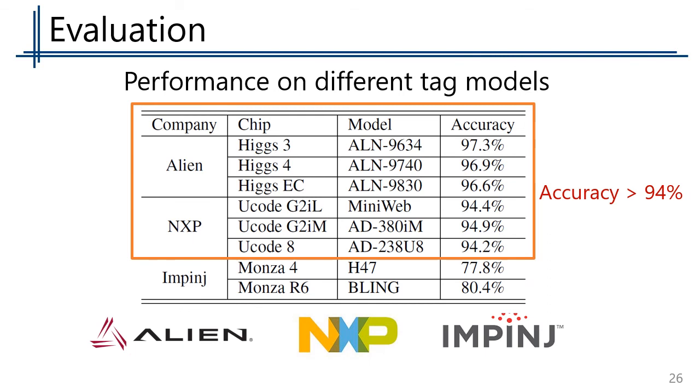We also study 8 tag models from 3 leading RFID providers. There are Alien Higgs tags, NXP UCODE tags, and Impinj Monza tags. The results show that our method can work well on Alien tags and NXP tags. For Impinj tags, we find that the difference of their persistence time is very small. So we recommend Alien tags and NXP tags if RFID authentication is required.